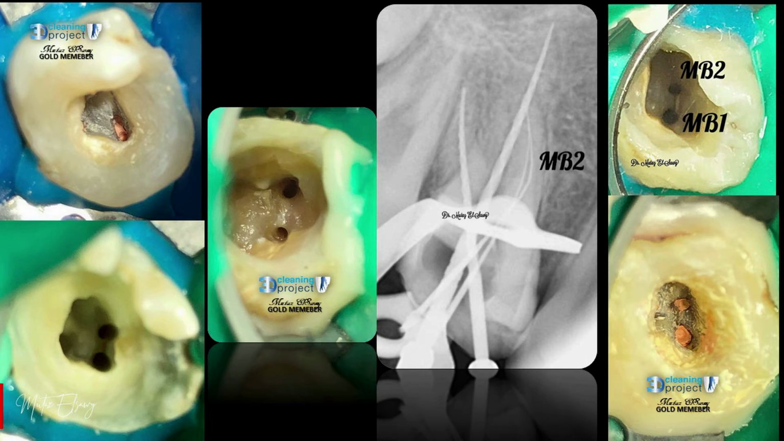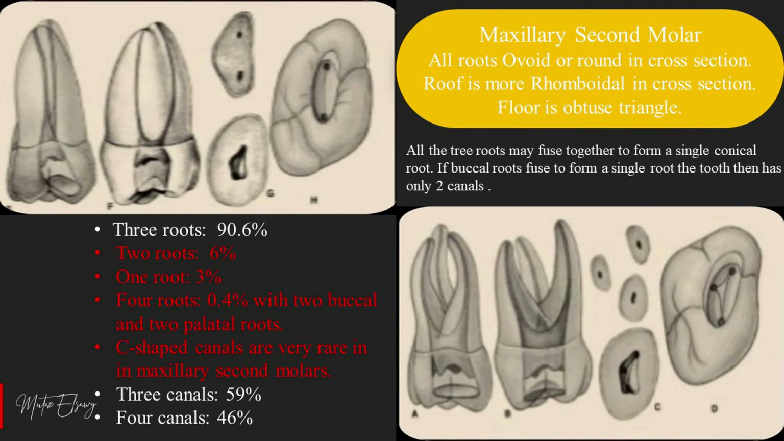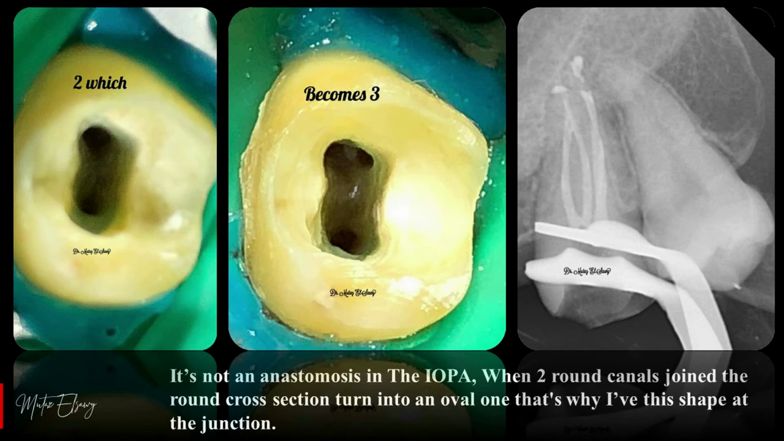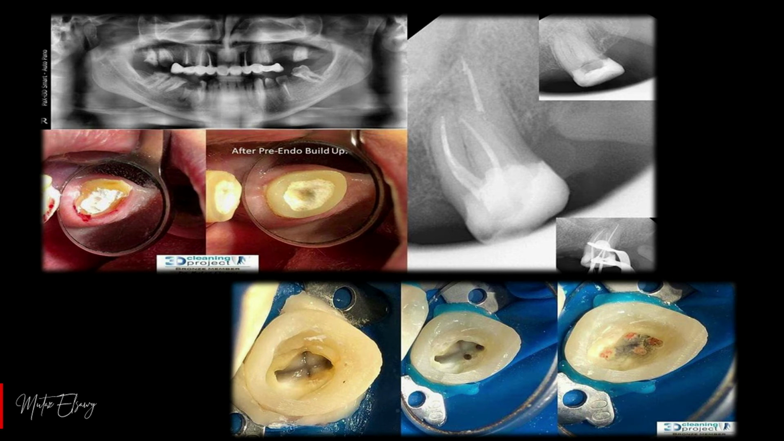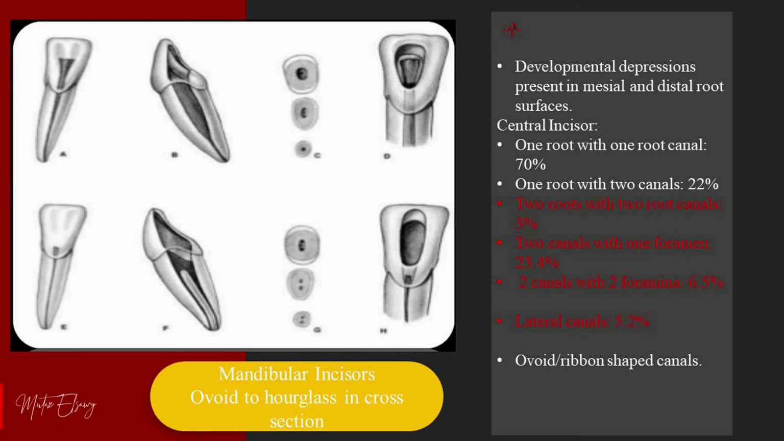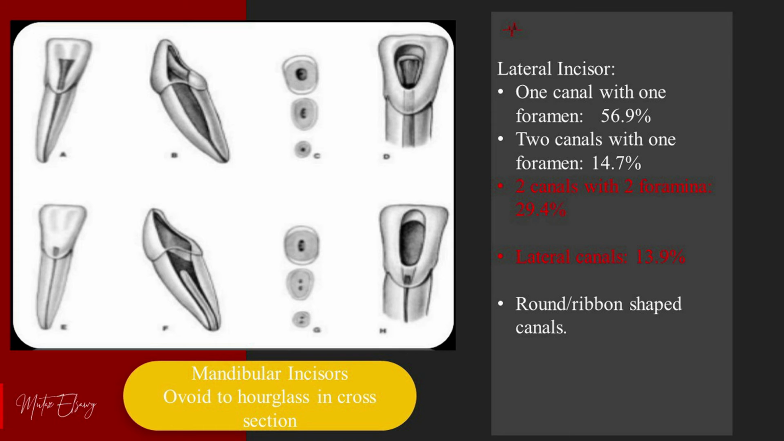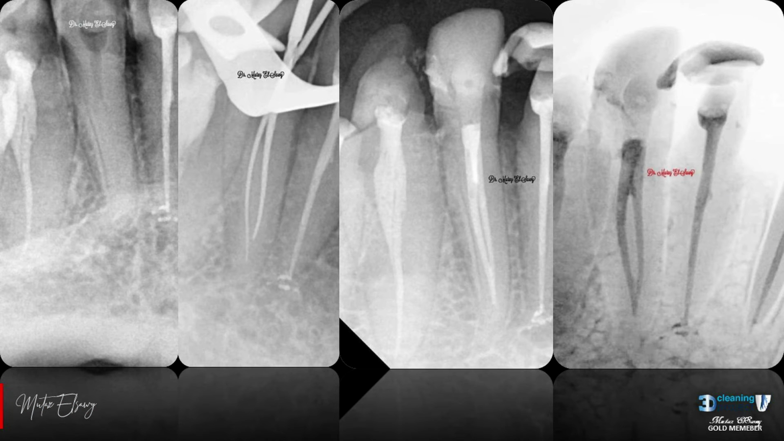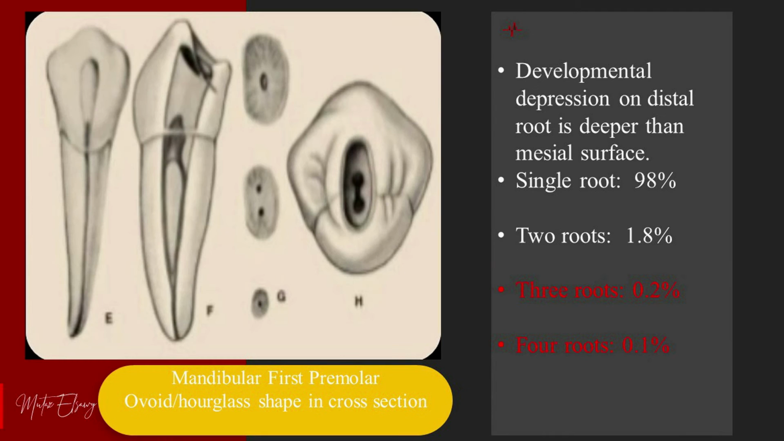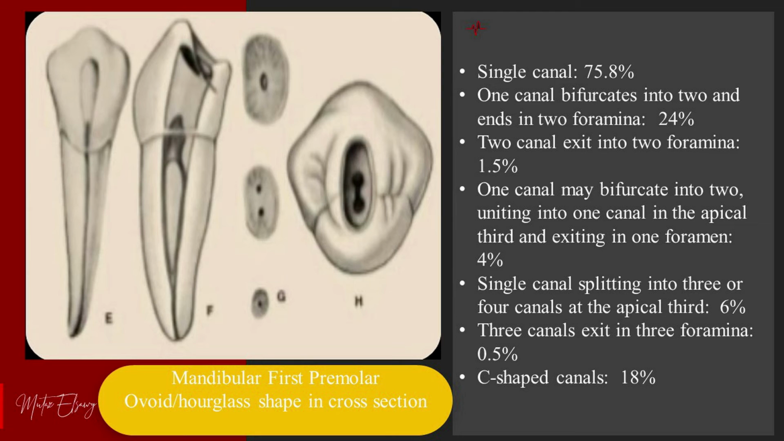Worldwide analysis of maxillary first molar for MB2 prevalence reveals the necessity of searching carefully for MB2. 46% possibility of finding four canals in upper second molar. 22% possibility of finding two canals in lower central and lateral incisors and canine. 5.2% for lateral canals. 2.5% possibility of finding two canals in lower first and second premolar. 0% to 0.4% for three canals.